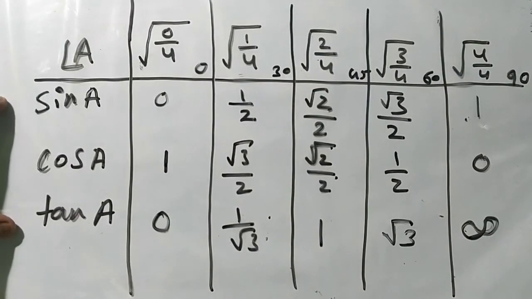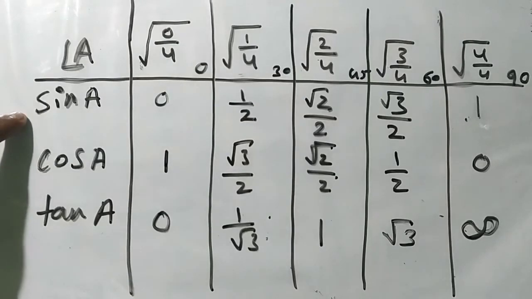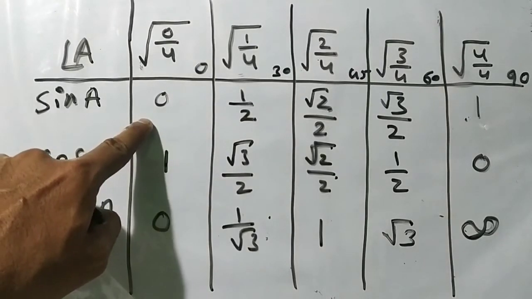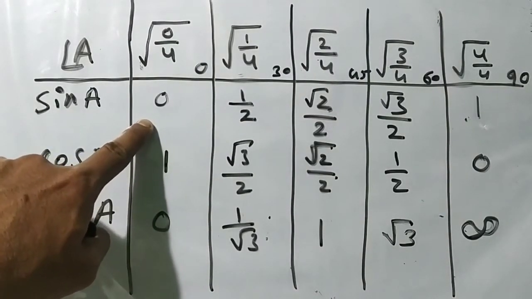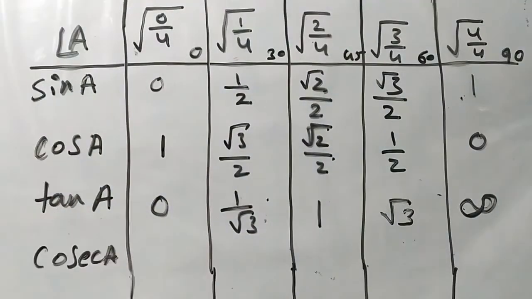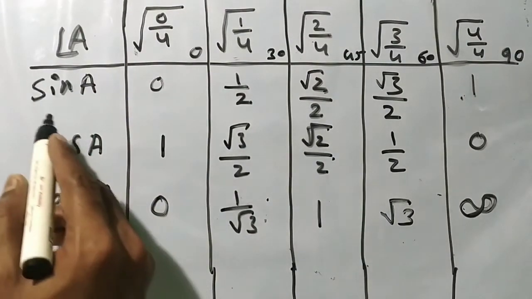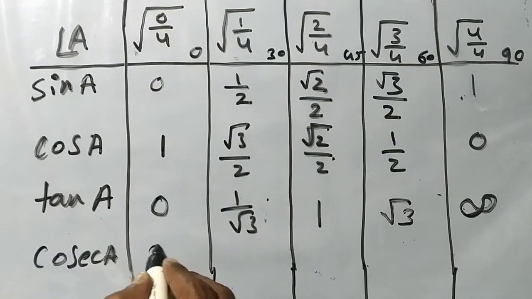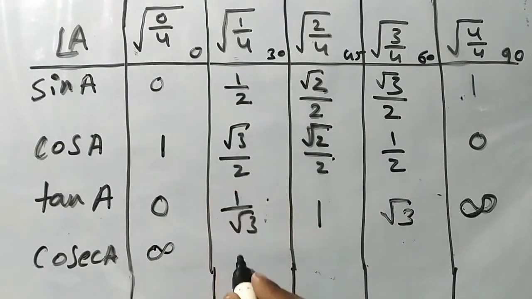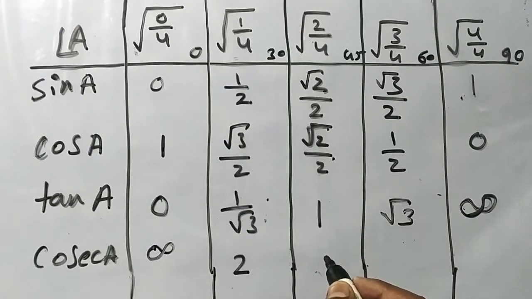With these angles we can write cosecant, secant and cot easily, because 1 by sine 0 is 1 by 0, which is undefined. So cosecant 0 is undefined. Here cosecant A is 1 by sine A. 1 by 0 is undefined, and 1 by 1 by 2 is 2, and cosecant here is 1 by root 2 by 2, which is nothing but 1 by root 2.